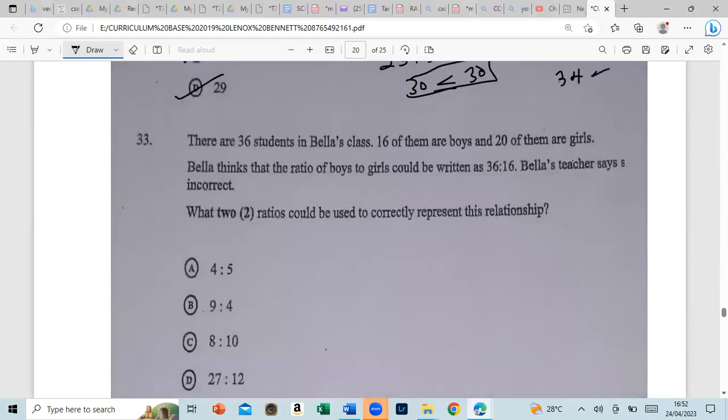There are 36 students in Bella's class. 16 of them are boys, and 20 of them are girls. But I think the ratio of boys to girls could be written 36 to 16. But the teacher says incorrect. Which two ratios could be used to correctly represent this relationship? So first, what could be the real one? 16 to 20. Could it be 4 to 5?